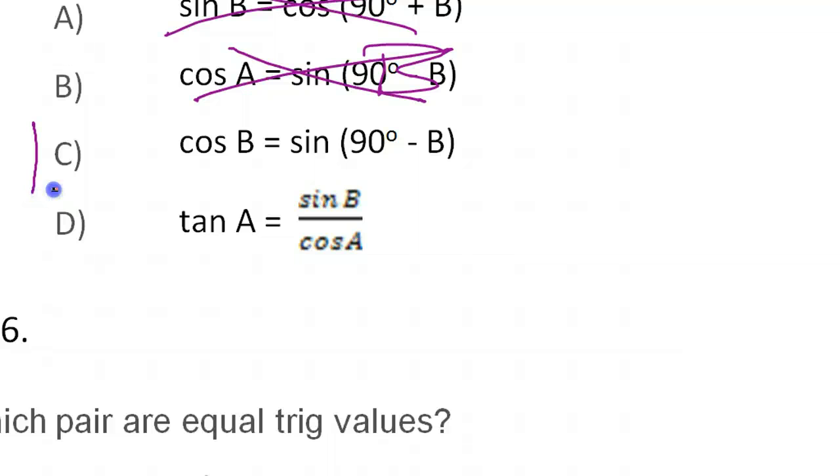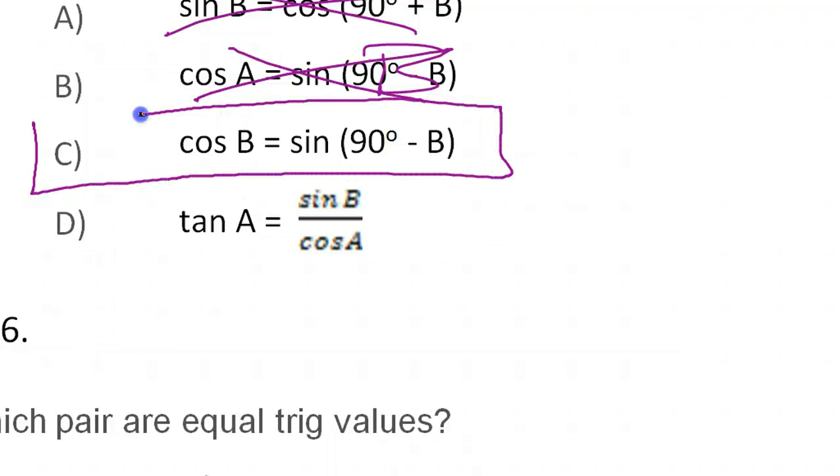All right, that's what we've been talking about this whole time. That's going to be the answer. Okay, cosine of B is equal to the sine of 90 minus B, because B is one angle and 90 minus B would be the other angle. Okay, so that's the answer.